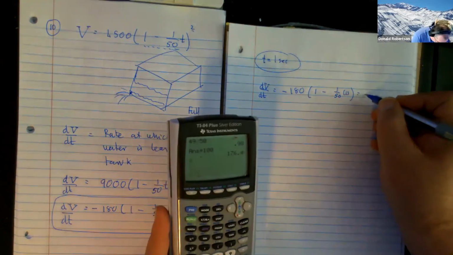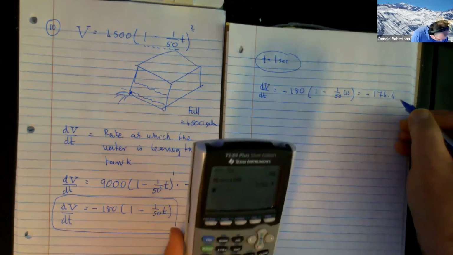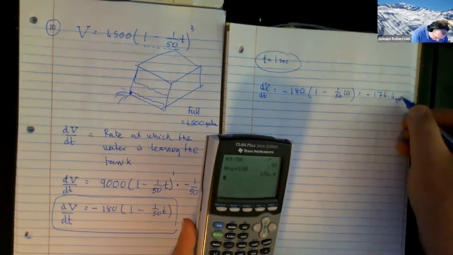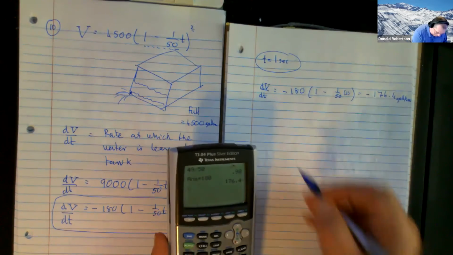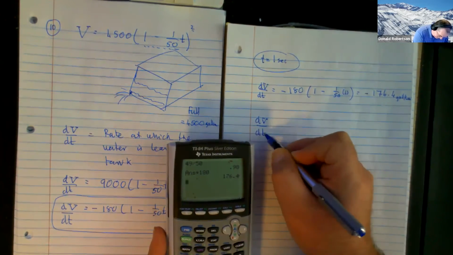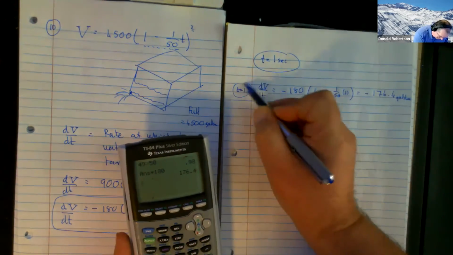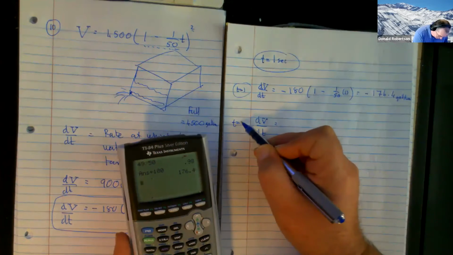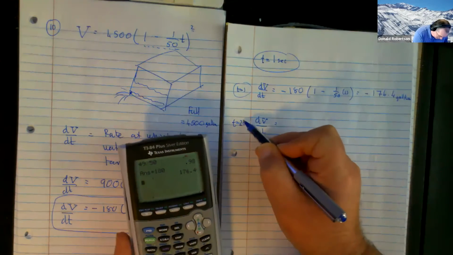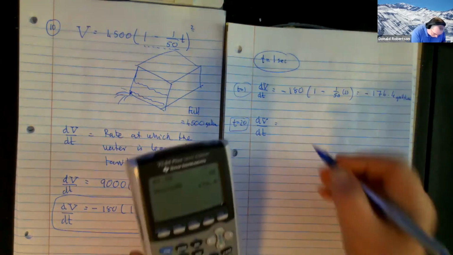And the answer is negative 176.4 gallons a second. And then I'll wait a little bit later and do it maybe, so that's at t equals 1. Let's do it at t equals 20. I'll do that calculation now.